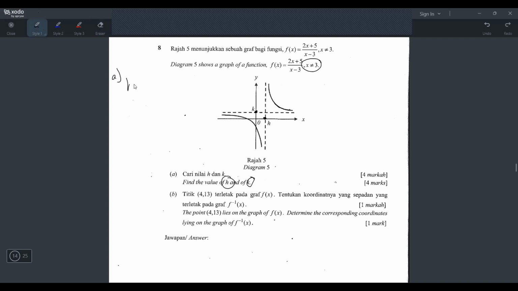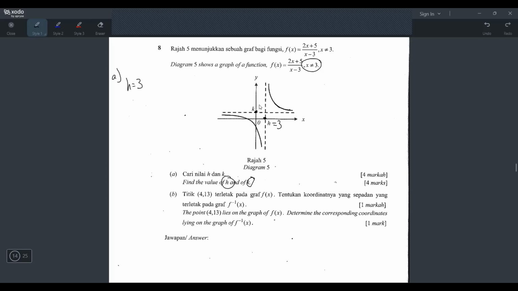So what is H then? It will be 3, because you already know x cannot equal 3 just now, right? So H is 3. Okay, do you understand? Because when H is 3, there will be no answer, undefined. It means the curve will not intersect the x-axis. The curve will not have any point where the x coordinate is 3. That's what it means, right?